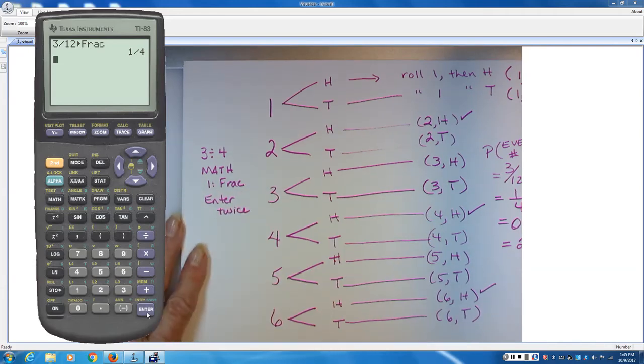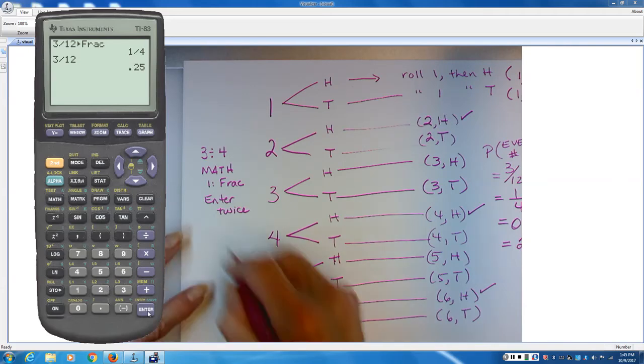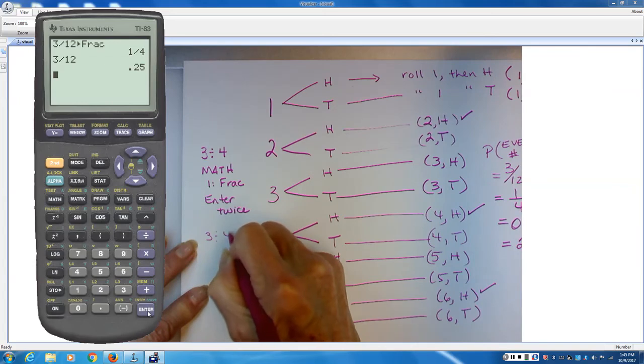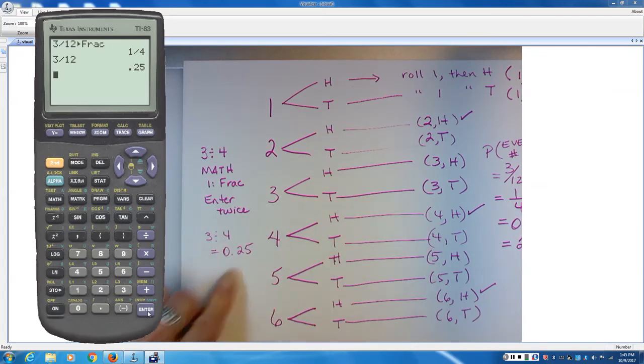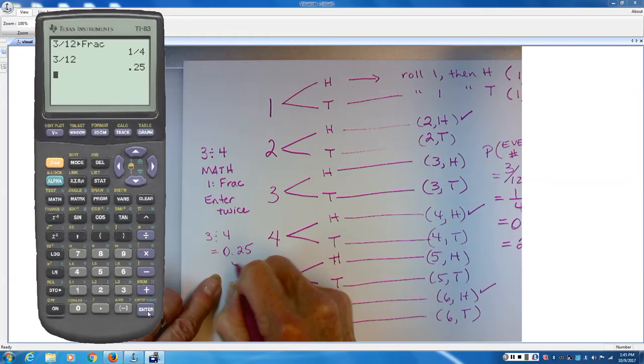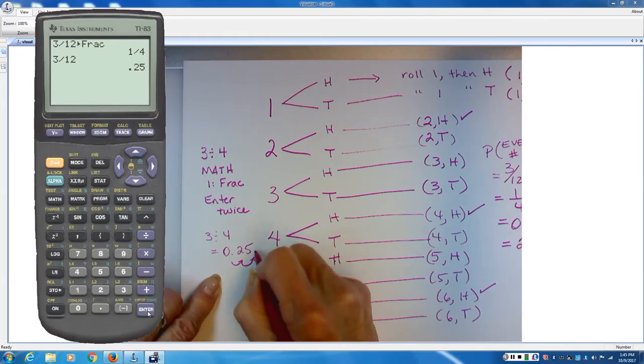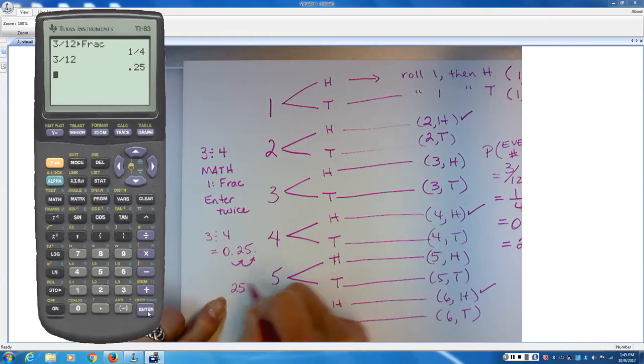So that's how you do it. Now, if you wanted to change it to a decimal, you just do the same thing, but you don't put the frac after, and it gives you 0.25. And then the way you change from a decimal into percent, you move your decimal twice to the right, and you add a percent sign.